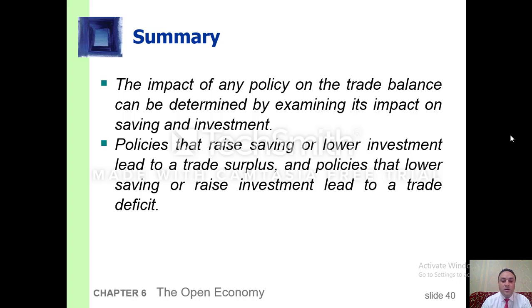Let's summarize it quickly. The impact of any policy on the trade balance can be determined by examining its impact on saving and investment. As we saw, it's very related. Also, the policies that raise saving or lower investment lead to a trade surplus, and the policies that lower saving or raise investment lead to a trade deficit.